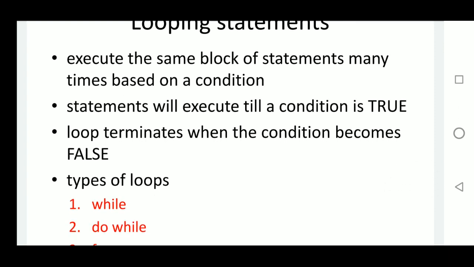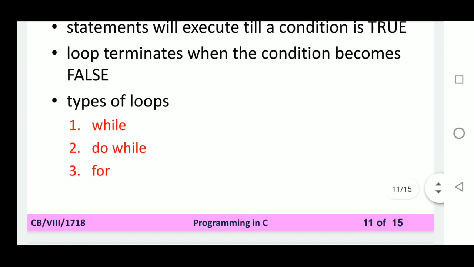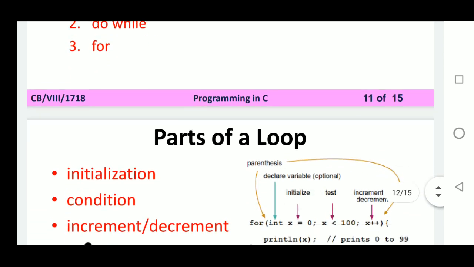Statements will execute till a condition is true. The loop will execute till the given condition is true. The loop terminates when the condition becomes false. The iterative statement or looping statement will stop when the given condition becomes false. Here the types of loops are given: while loop, do while loop, and for loop.